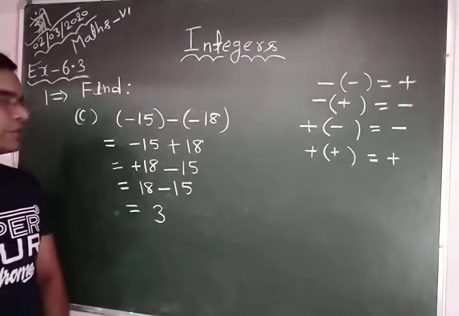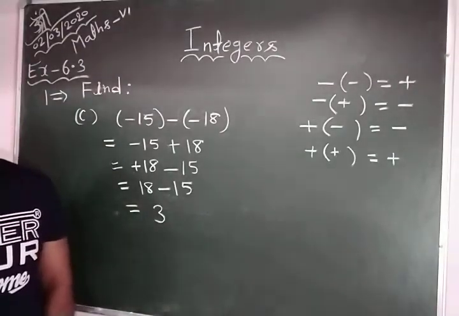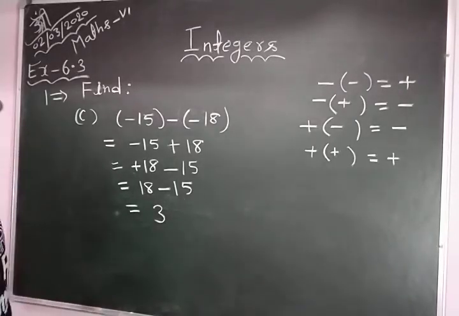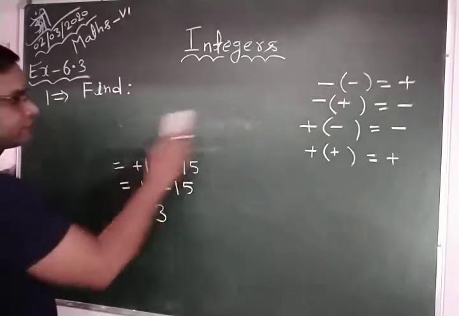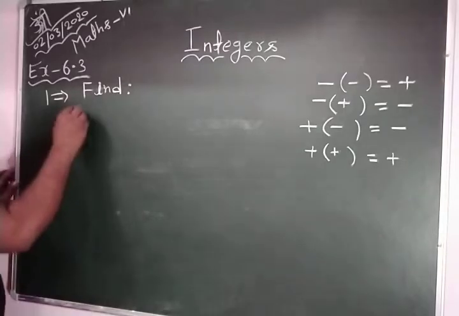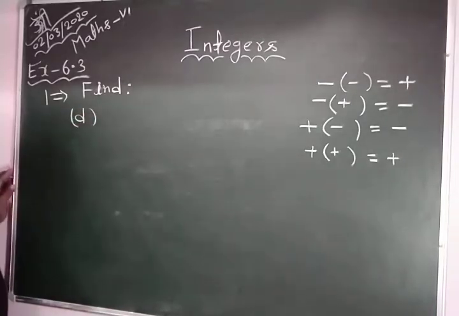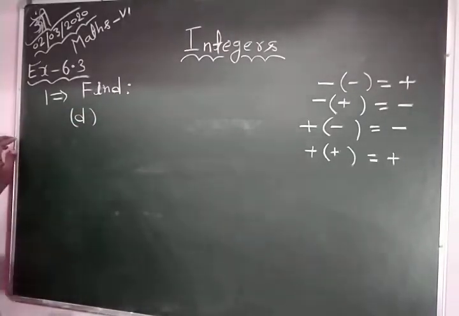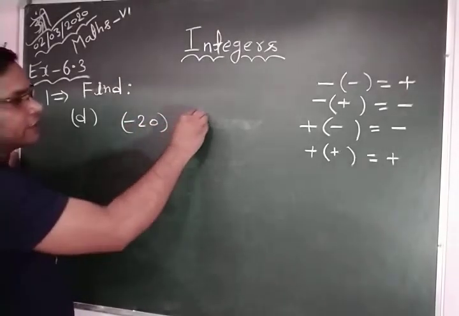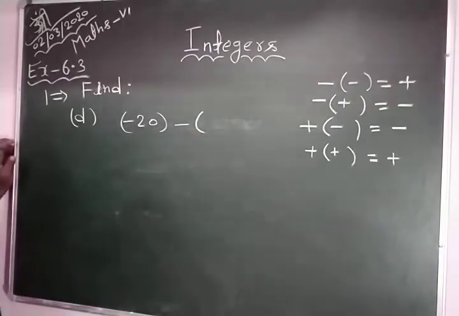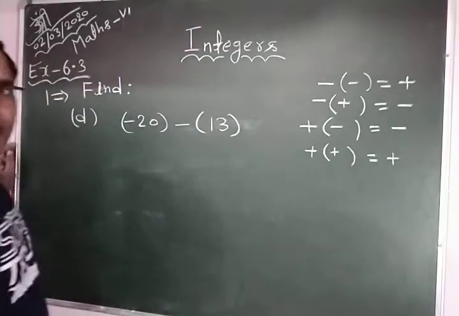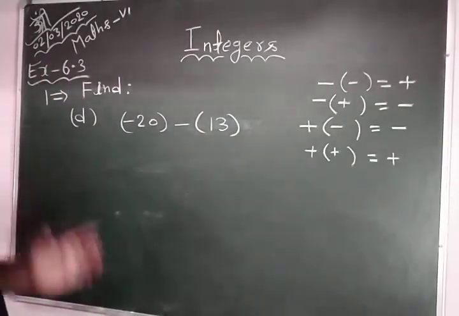Now, the next part of question number 2 is D part. D part has minus 20 minus 13. D part of question number 1 is that minus 20 minus minus 13. Okay, this is D part of question number 1.